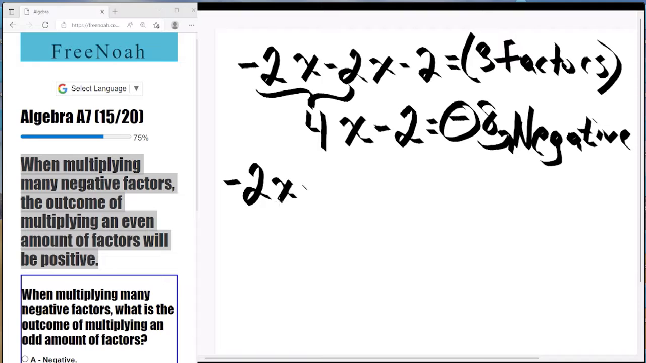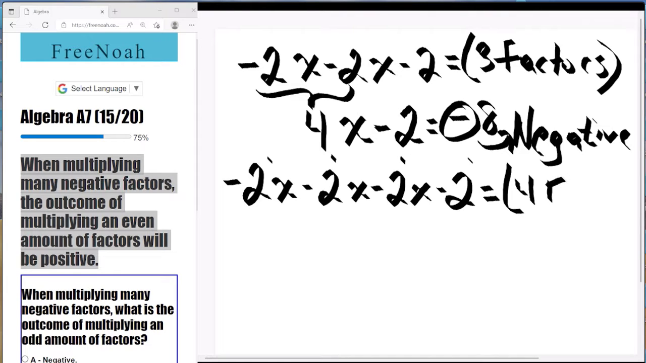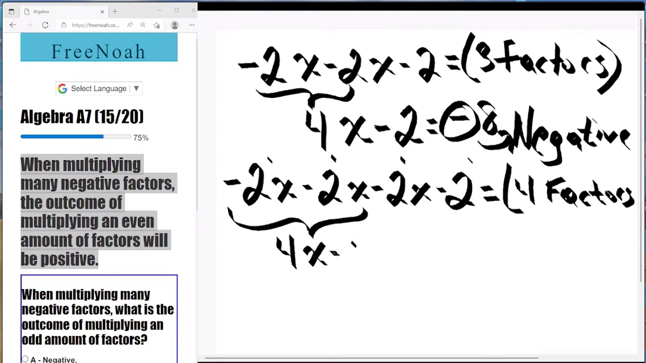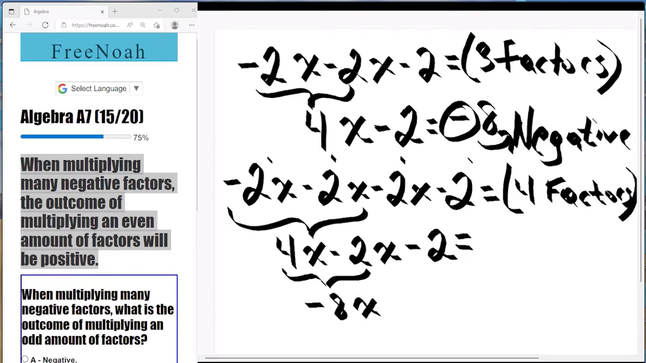So here, with 3 factors, we come out to a negative product. How about we do 4 factors using the same value? -2 times -2 times -2 times -2. What will that give us? Well, there are 4 factors here, 4 -2's, and they're all being multiplied. So -2 times -2 is +4. Now we bring down the other -2's to be multiplied. How about 4 times -2? Well, that's going to give us -8.